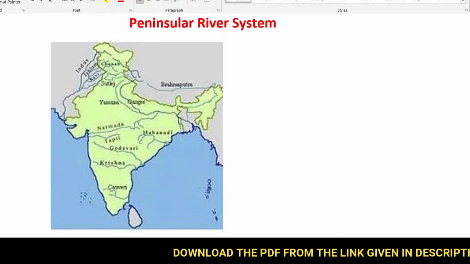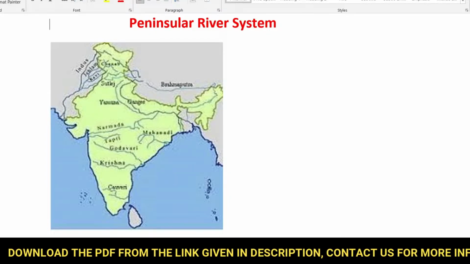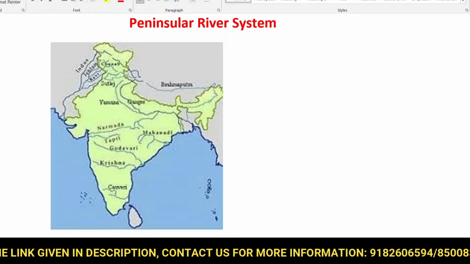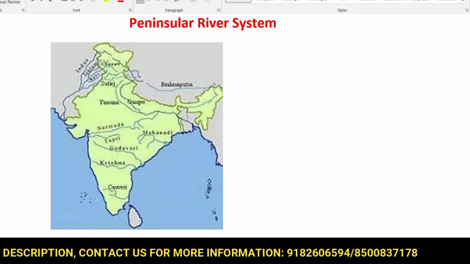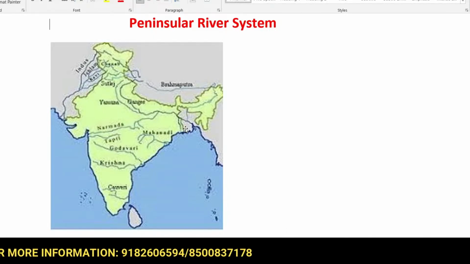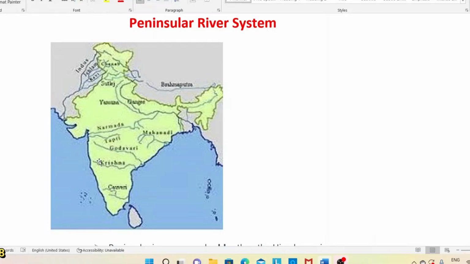In that series, as part of geography, we started about the drainage system of India. In the last lecture, we discussed the Himalayan rivers. Today, we are going to discuss the Peninsular River system. Please observe the map of Peninsular Rivers. That is Godavari, Krishna, Kaveri, Narmada and Tapi rivers, Mahanadi. These are the peninsular rivers of India.